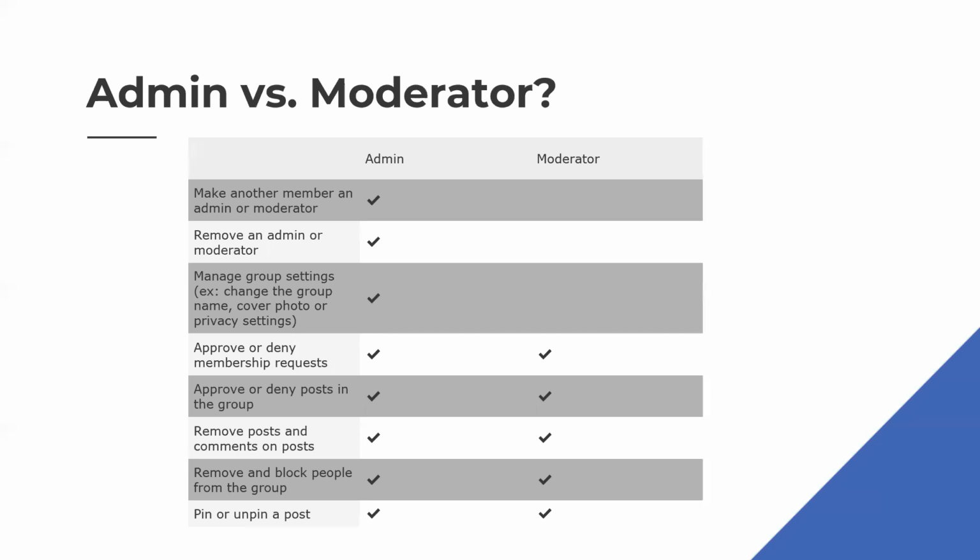Moderators and admins both have the powers to approve and deny membership requests, approve or deny posts, remove posts and comments if there's problems, remove and block problem people from the group, and pin or unpin a post. Pinning a post means that if you put up a post, it will always show up as the first post of the feed. It's very handy for putting up things like group norms, topics, events that are coming up, or reminders, so that it's always the first thing that people see when they come to the group.